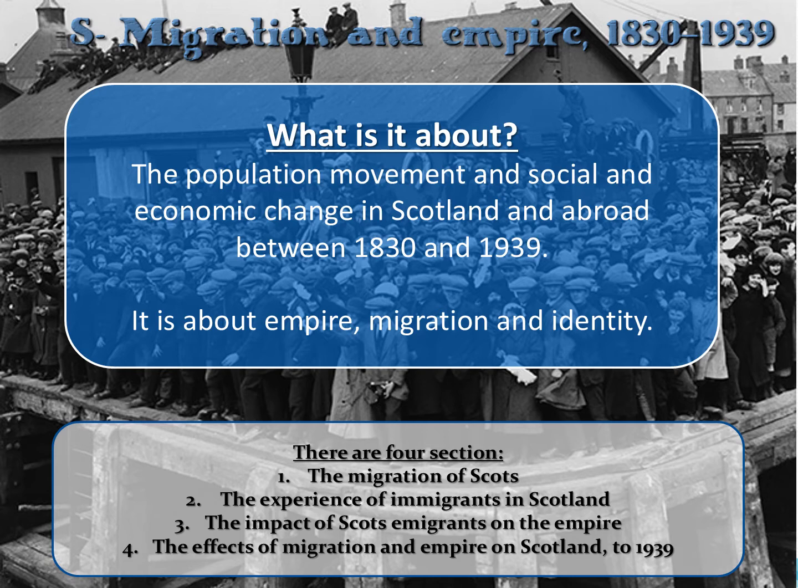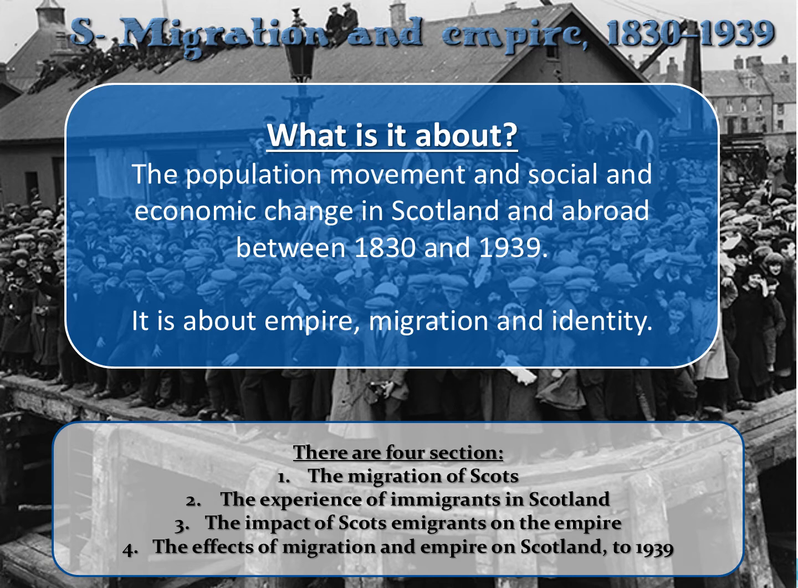Section 2 looks at the experience of immigrants in Scotland, so the different groups of immigrants that came to Scotland. There were lots of different groups of immigrants, but the main ones which we will look at will be the Irish, the Italians, Jews, Lithuanians. What sort of experience did they have in Scotland?